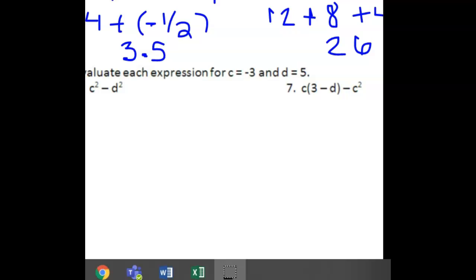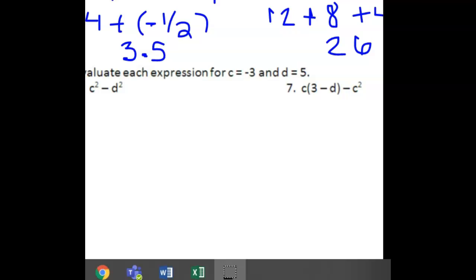Okay, number 6, evaluate each expression for c equals negative 3 and d equals 5. Here's where you have to be really, really careful when we are applying this order of operations, because when you square a negative, it's always positive. You have to watch where the negatives and squares and signs all match up, though.